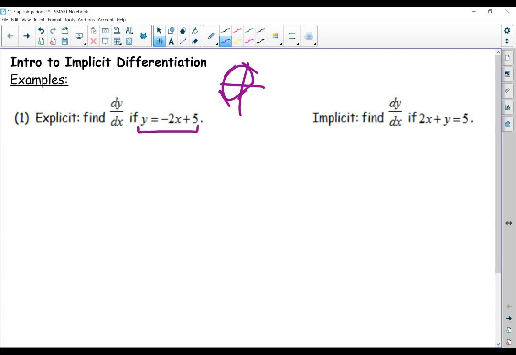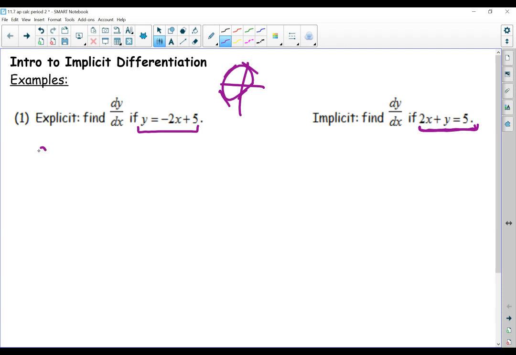An implicitly defined equation just relates the two variables together, not really assigning which is independent and which is dependent. Now, if we look at these two equations, are they the same graph? Yes, but the way they're defined differs: this one is defined for y, whereas this one is just a relationship between x and y. This graph has a slope. The question then is, how do we find the slope function?